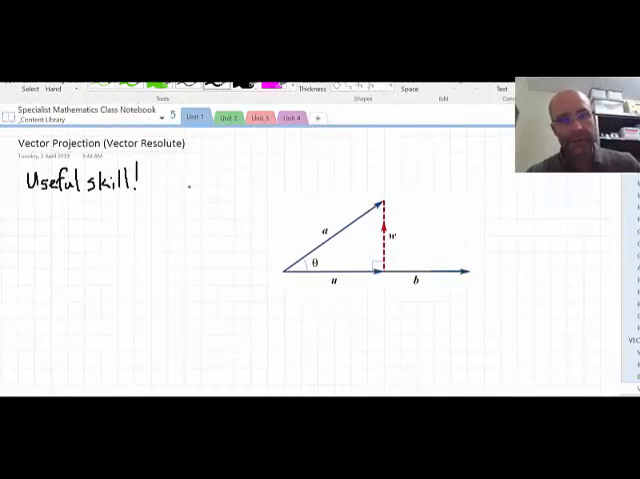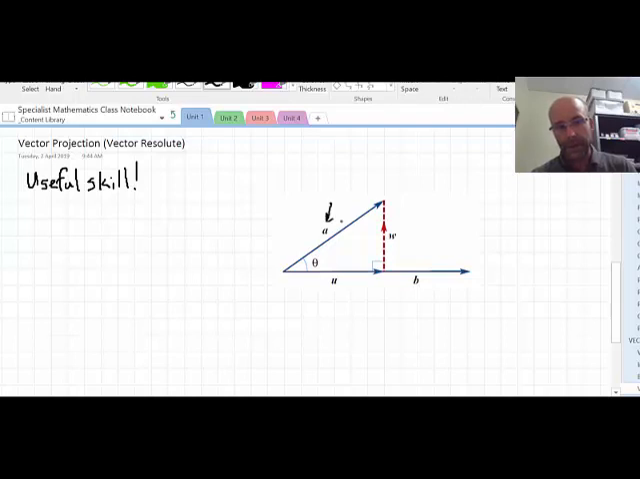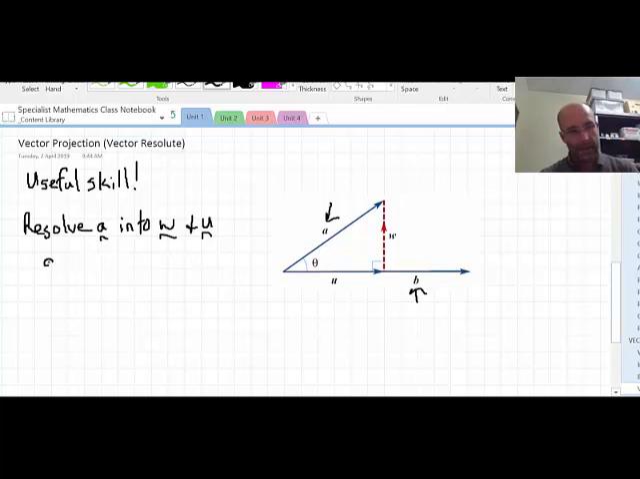We're looking at vector projections or vector resolutes, and this is a useful skill. With a given vector A and a given vector B, we're looking at resolving A into W and U. A and B are given vectors, so A and B exist first up. We're going to resolve them into W and U.